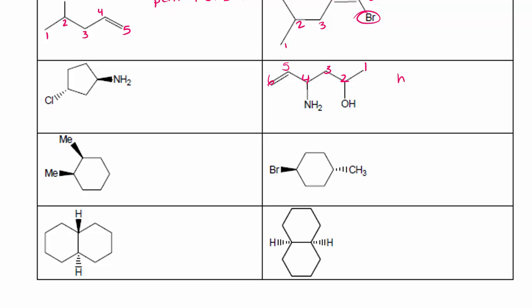So this would be hex-5-ene-2-ol, but I would have this amino group. So this would be 4-amino hex-5-ene-2-ol. Again, we're going to leave these wedged ones for the next module.